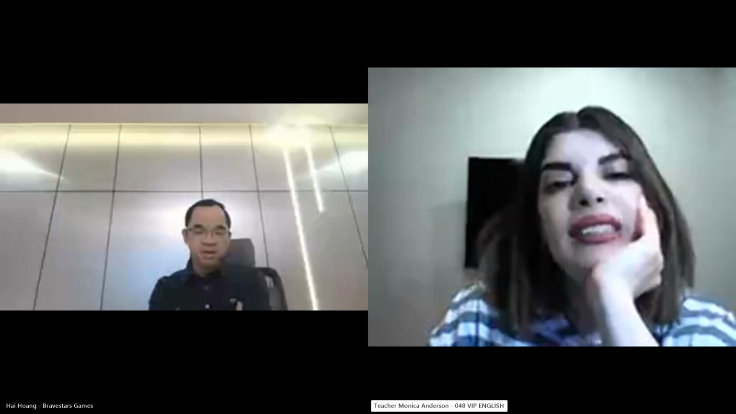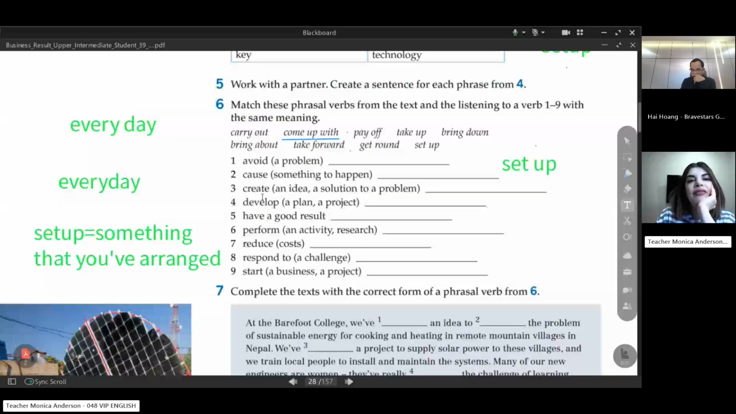So we have pay off, which means have a good result. But again, we have several different meanings depending on the context that you use, okay? But here, you can use it this way.